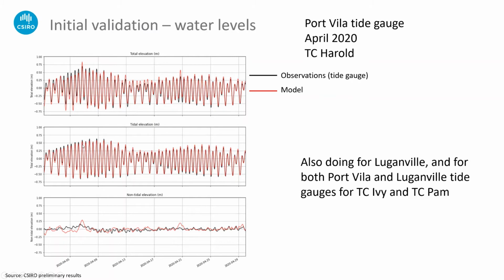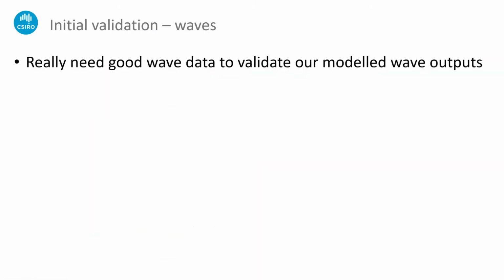The middle is the tidal component of that total water level. And then the bottom panel is basically what's left over, those non-tidal elements that are contributing to the water levels. We're doing these sorts of validations also at Luganville and for the other cyclones as well. This is part of our fine-tuning step, and you can see it's doing a pretty good job, but we're doing further fine-tuning.